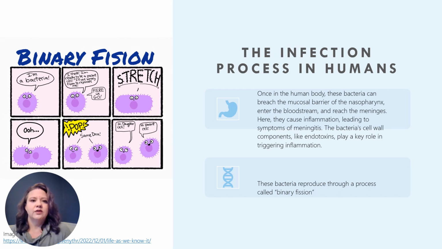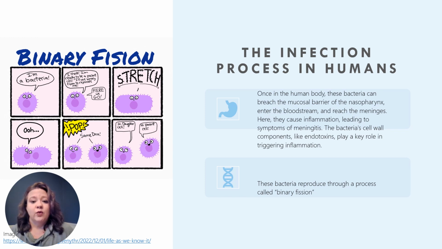The infection process in humans. Once in the human body, these bacteria can breach the mucosal barrier of the nasopharynx, enter the bloodstream, and reach the meninges. Here, they cause inflammation, leading to symptoms of meningitis.